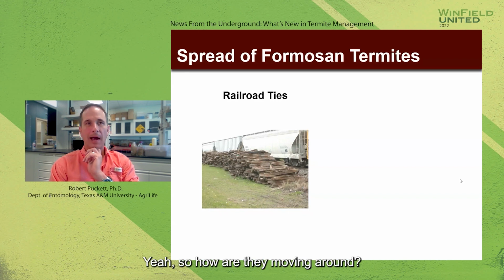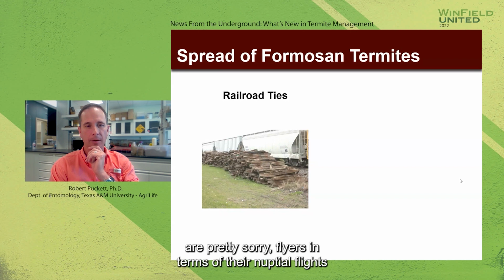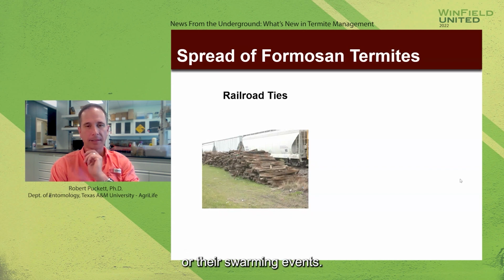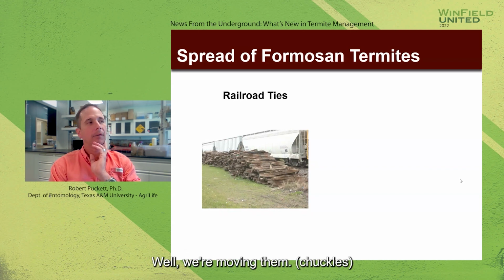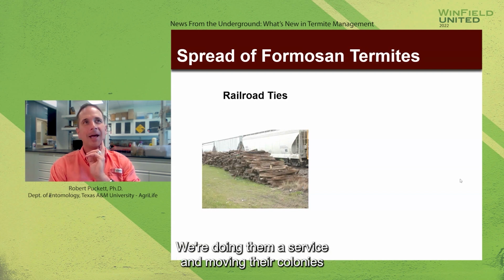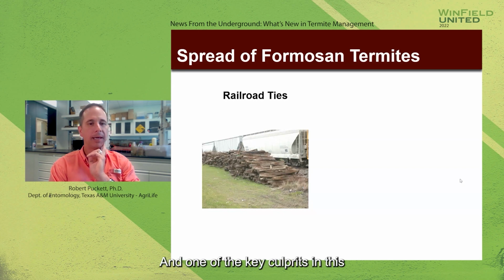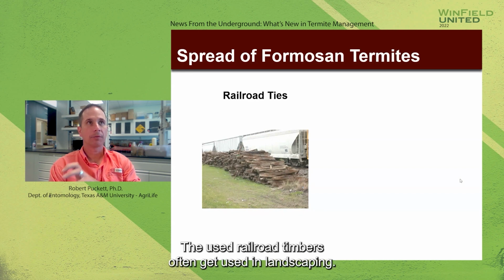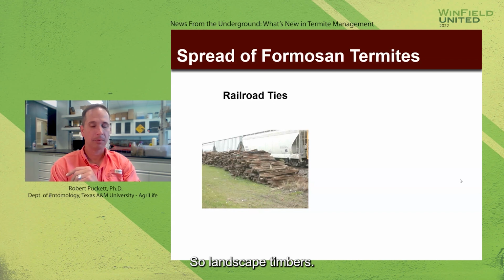Yeah, so how are they moving around? We've already mentioned that termites are pretty sorry flyers in terms of their nuptial flights or their swarming events. Well, we're moving them. We're doing them a service and moving their colonies around the United States. And one of the key culprits in this are our railroad timbers. The used railroad timbers often get reused in landscaping, so landscape timbers.